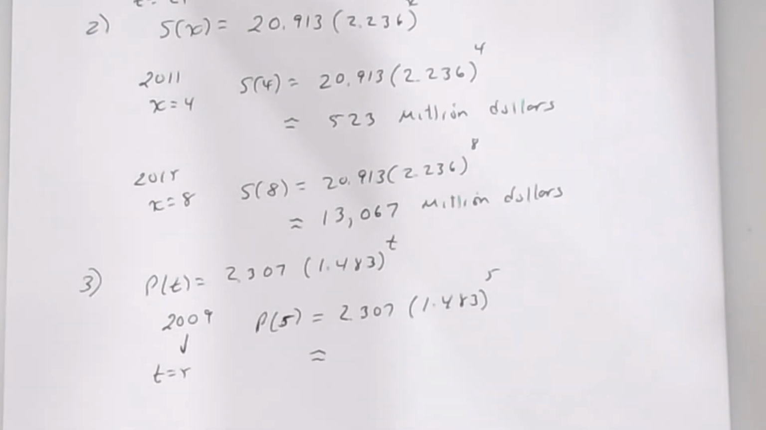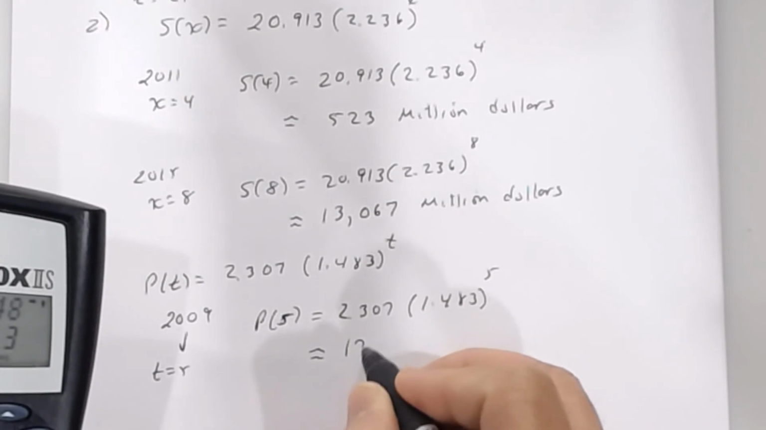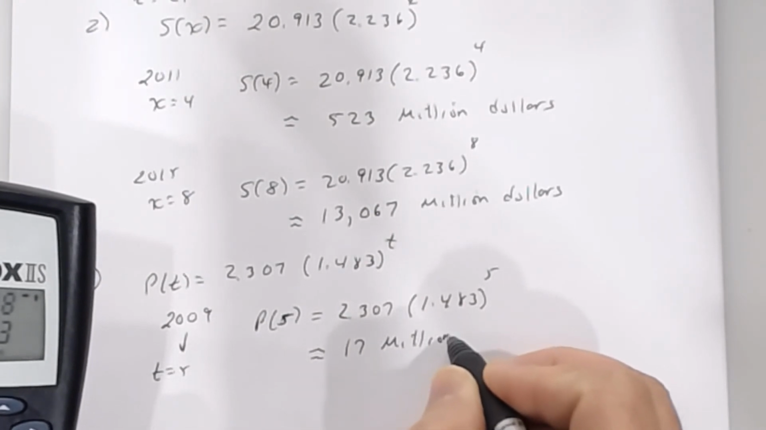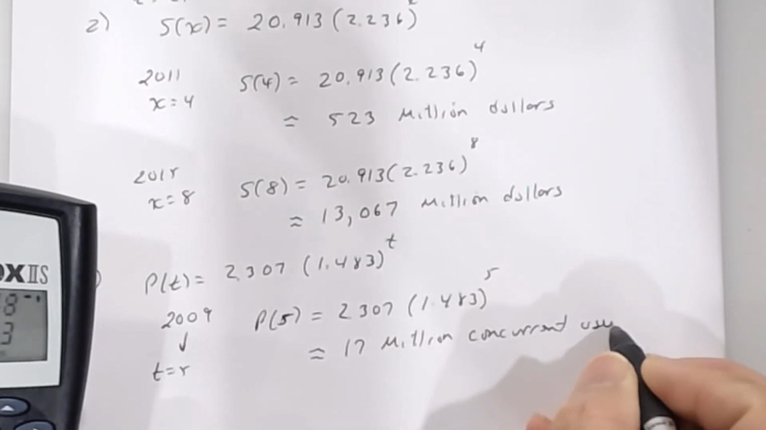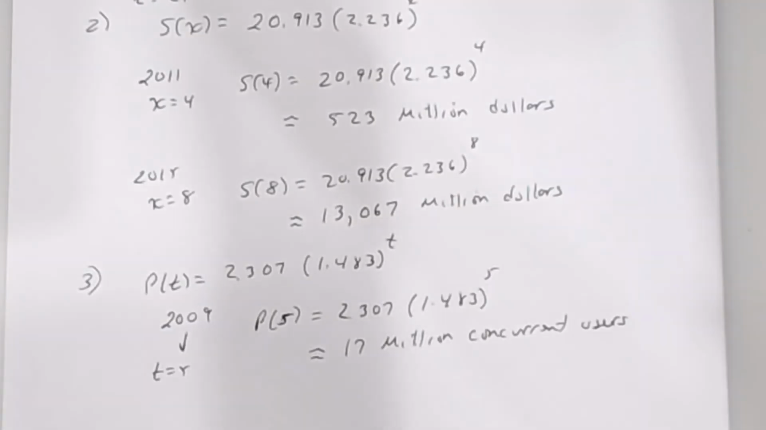So to the nearest million users, 17. 2.307 times, in parentheses, 1.483 raised to the 5th power. Make sure you're using your calculator. So it's about 17 million concurrent users.